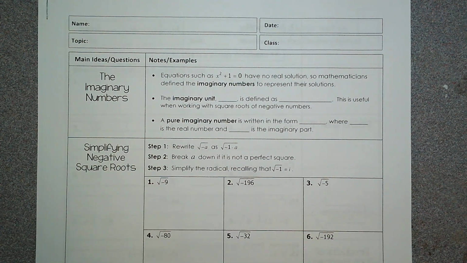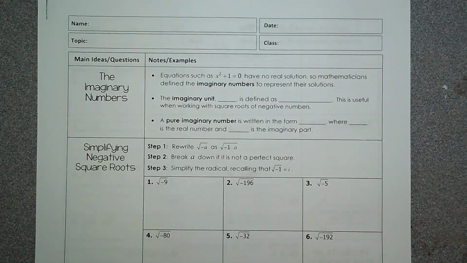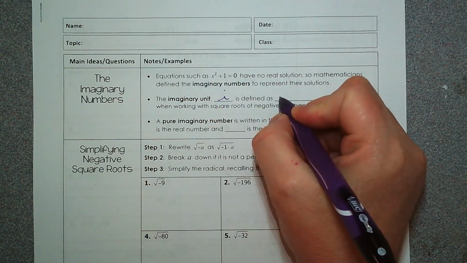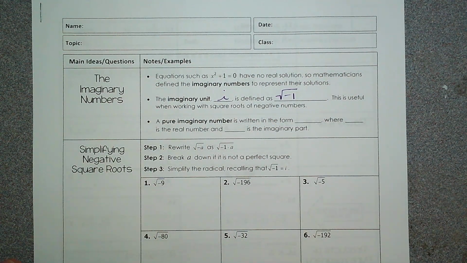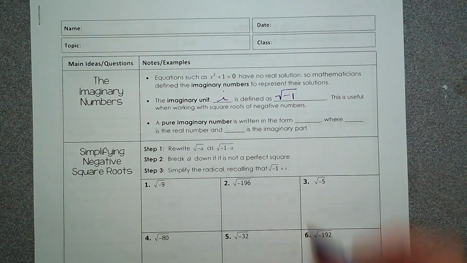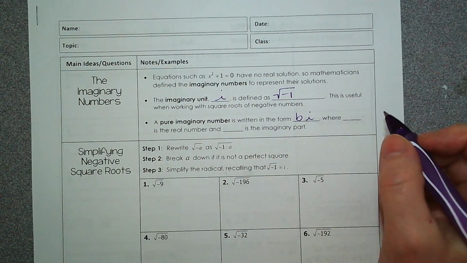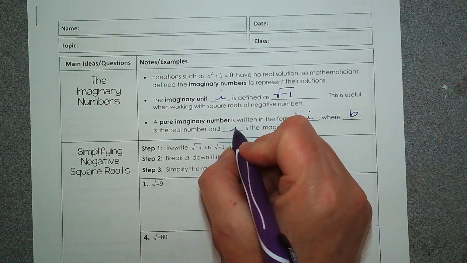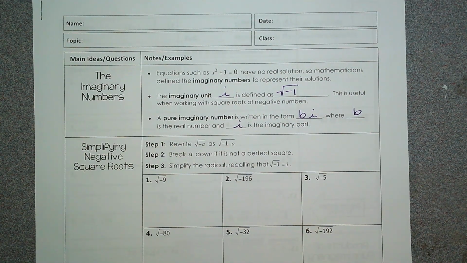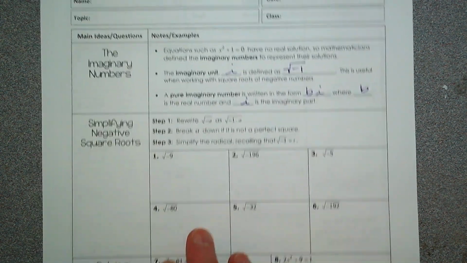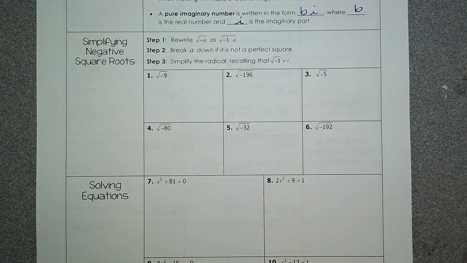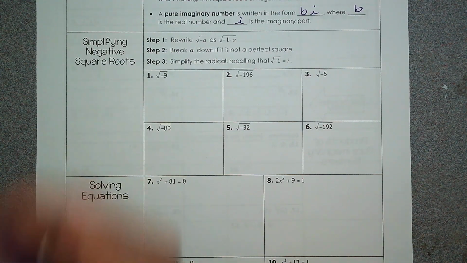The imaginary unit i is defined as the square root of negative 1. This is useful when working with square roots of negative numbers. A pure imaginary number is written in the form bi, where b is the real number and i is the imaginary part. So, to simplify a radical with a negative under it, we have to know that the square root of negative 1 is i.